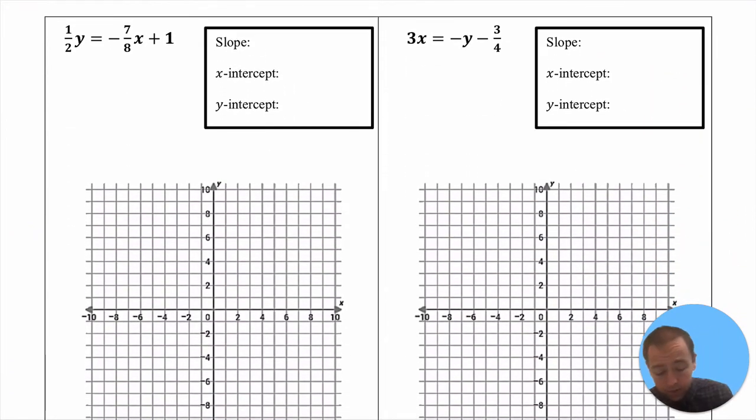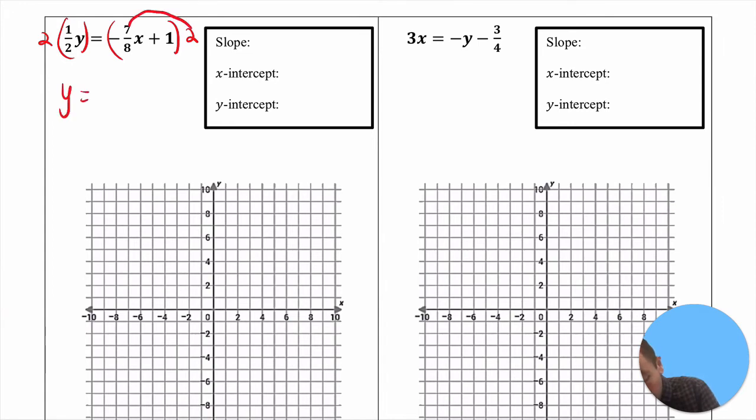There's a couple more examples here. So on the left-hand side right here, we just really need to undo the 1/2 to get the y alone. So I'm going to have to multiply this side by 2. And then because there's a couple terms on there, you need to distribute that multiplication of 2 to both of these things right here.